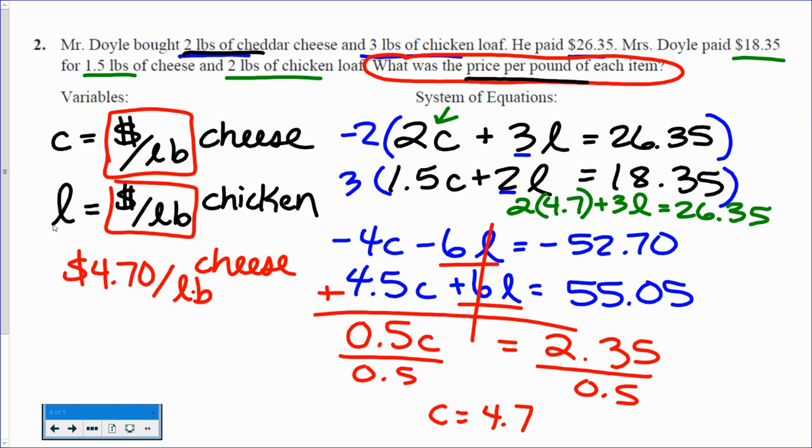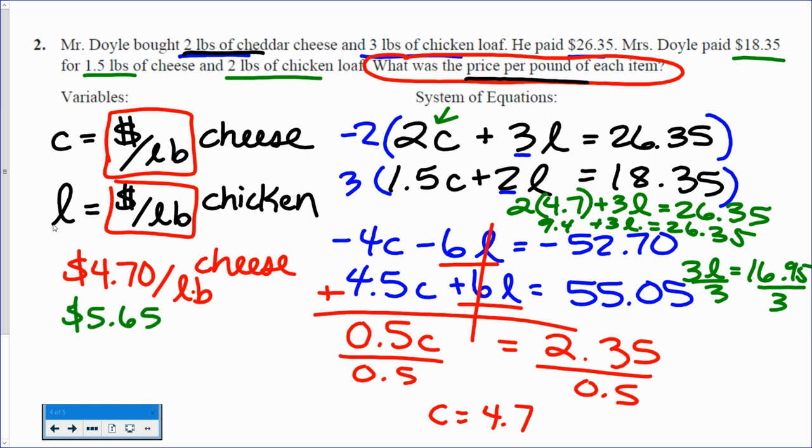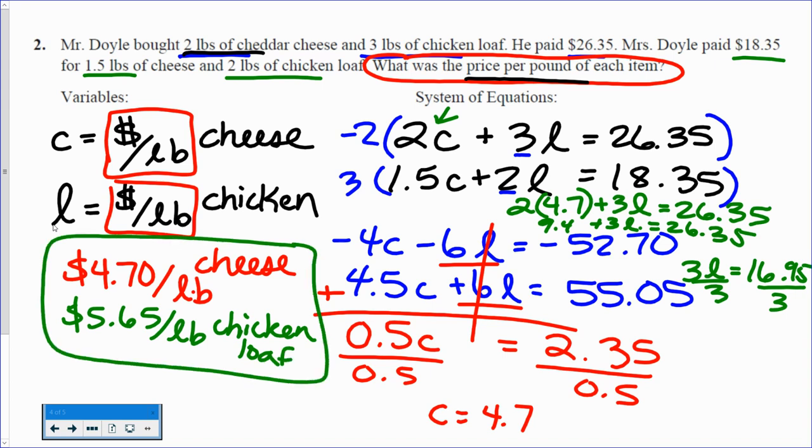2 times 4.7 is 9.4. I'll need to subtract 9.4 from both sides. So then 3L would equal 16.95, and then I'll divide by 3. Okay, so then L would come out to be $5.65 per pound of the chicken loaf. For our final answers.